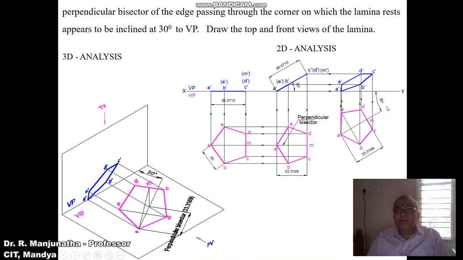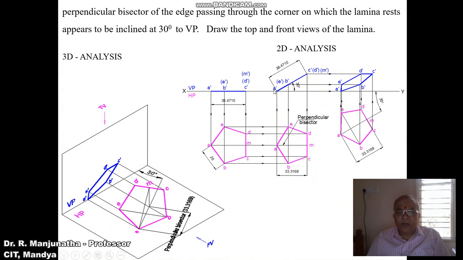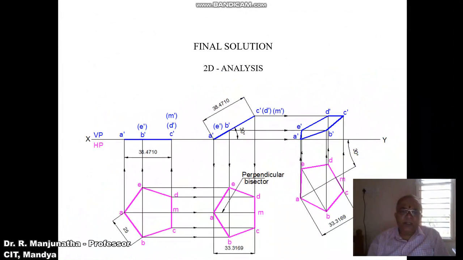pentagon, and we can see the corner is still resting on HP and the perpendicular bisector appears to be inclined to VP at 30 degrees, and you have the corner on HP and the surface inclined at 30 degrees to HP, and here it's a pentagonal lamina of 25 mm. So this is how you will be able to analyze this in 3D analysis and also in 2D analysis. Now we are going to try to solve the problem using the sketchbook.